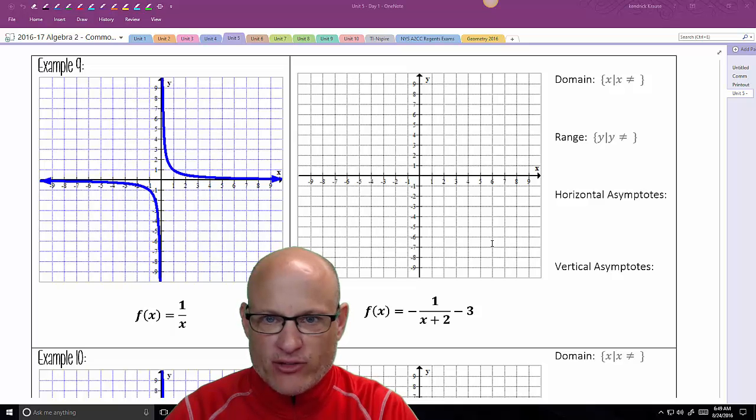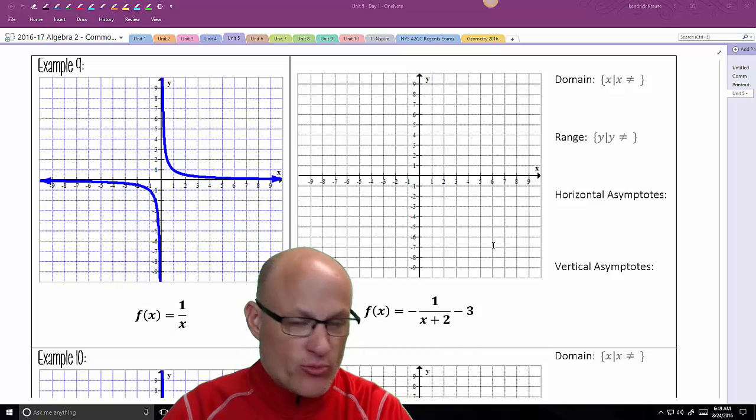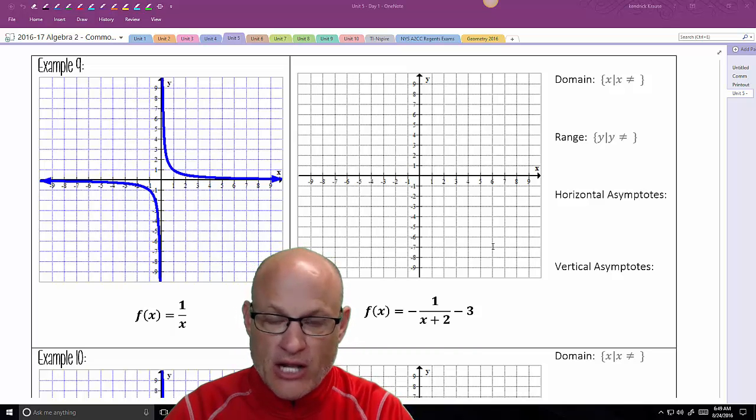We got reflections. We got translations. We got all kinds of crazy stuff. No rotations, though, because we don't have to do rotations. But we do have some reflections and some translations, so we got to work on those. Let's talk about the asymptotes. Don't worry about the reflection right now. Let's talk about the asymptotes.